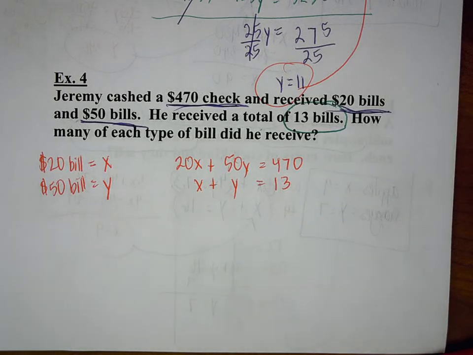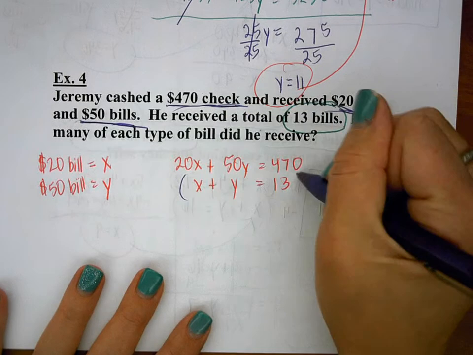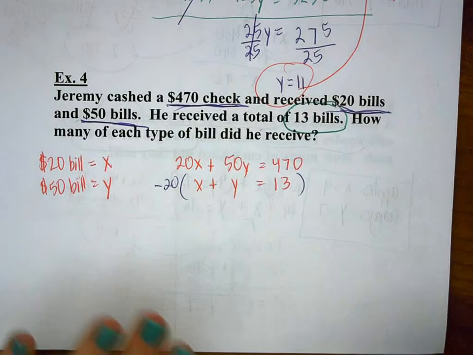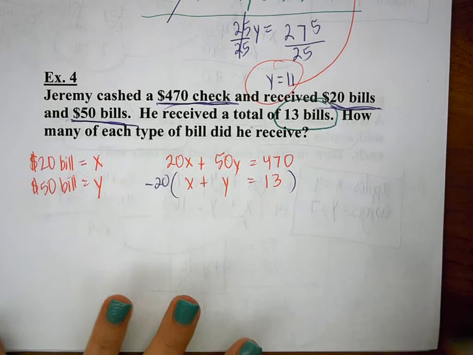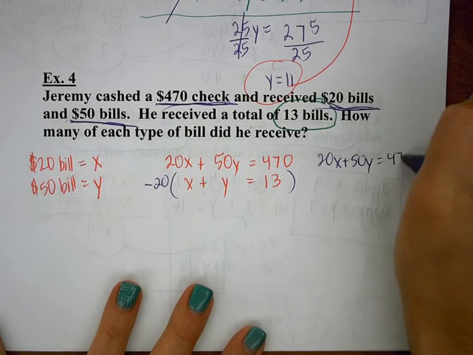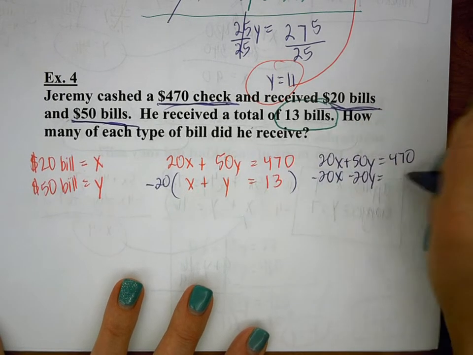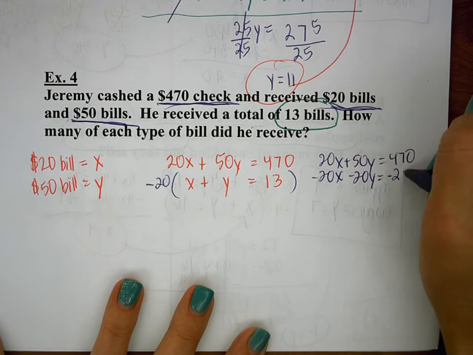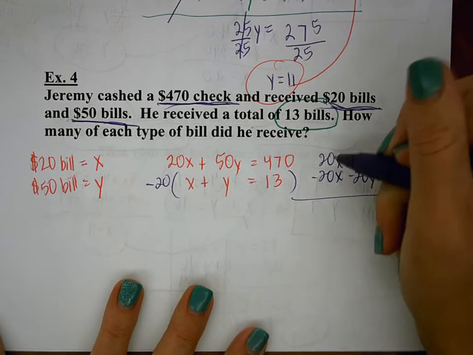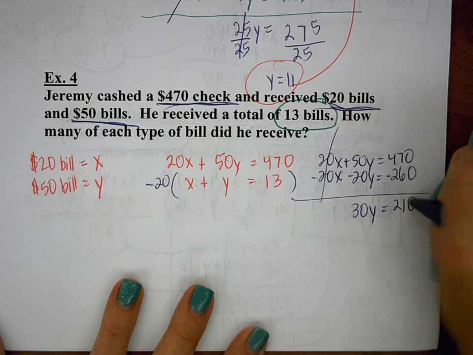All right. So it looks like most of you, the correct answers were 6 and 7. A lot of you multiplied the bottom equation by 20. So you would have 20x plus 50y equals 470, and then negative 20x minus 20y equals negative 260. So these cancel out. 30y equals 210. Divide by 30.